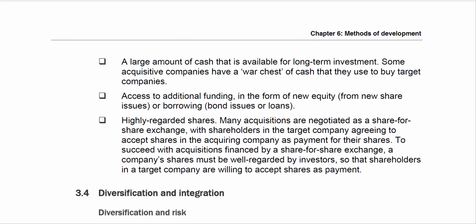One, a large amount of cash that is available for long-term investment. Some acquisitive companies have a war chest of cash that they use to buy target companies. And you must have access to additional funding in the form of new equity. So from new share issues or borrowing with bonds or loans, right? And highly regarded shares. Many acquisitions are negotiated as a share-for-share exchange, as I told you earlier, with shareholders in the target company agreeing to accept shares in the acquiring company as payment for their shares. To succeed with acquisitions financed by share-for-share exchange, a company's shares must be well regarded by investors so that shareholders in a target company are willing to accept shares as payment.